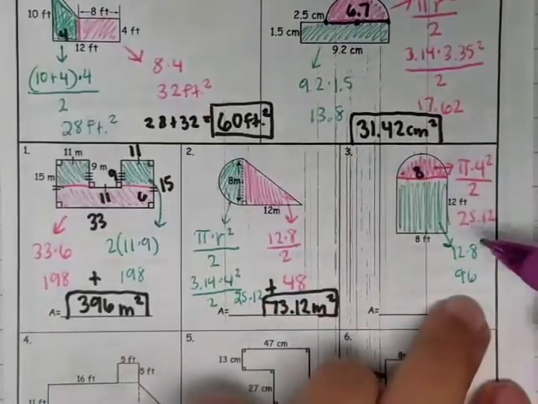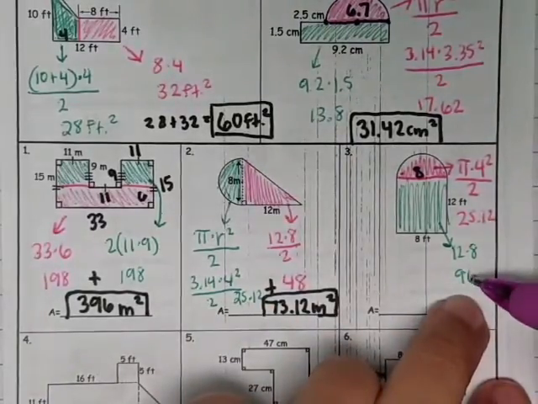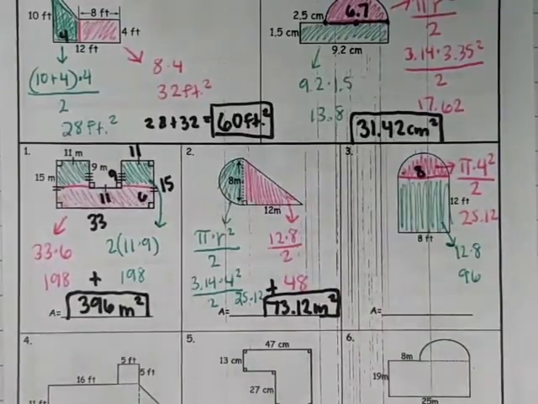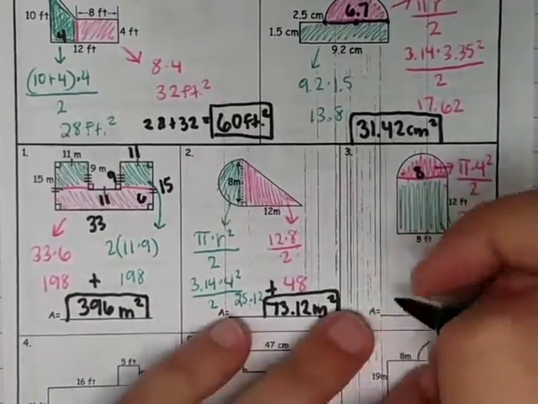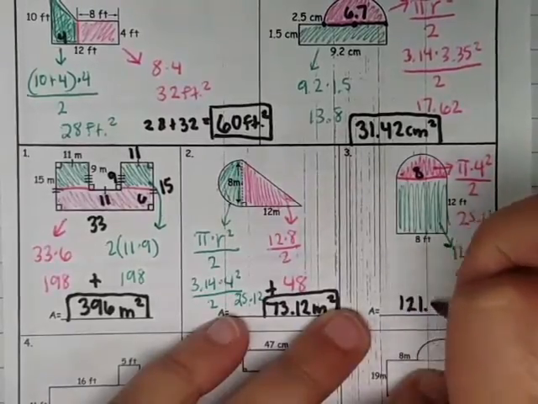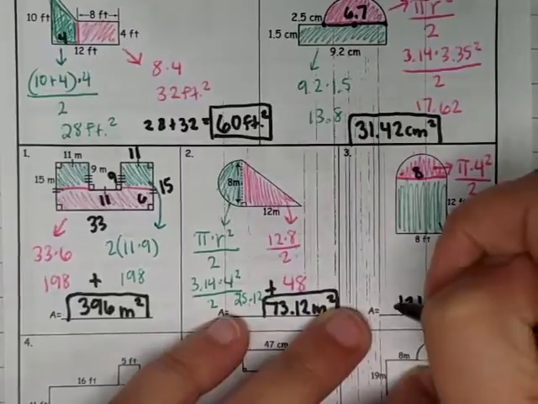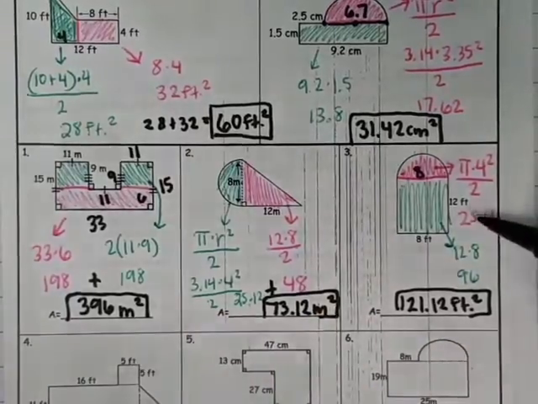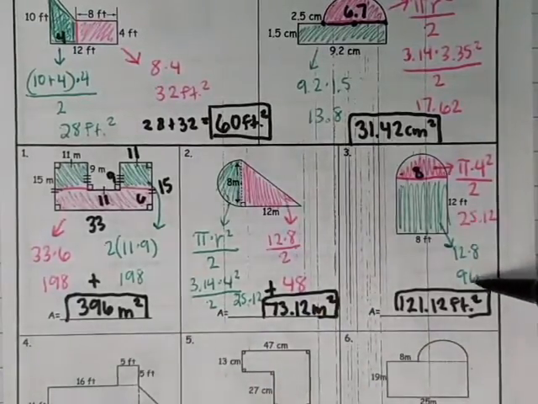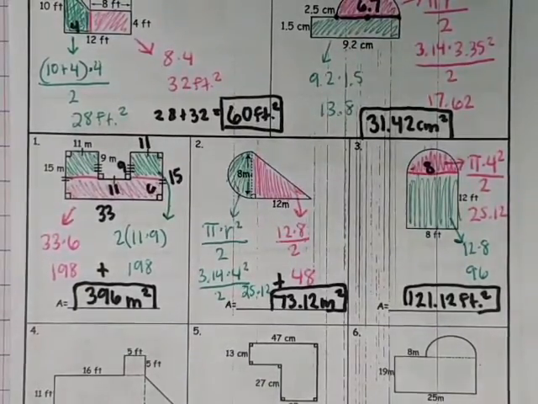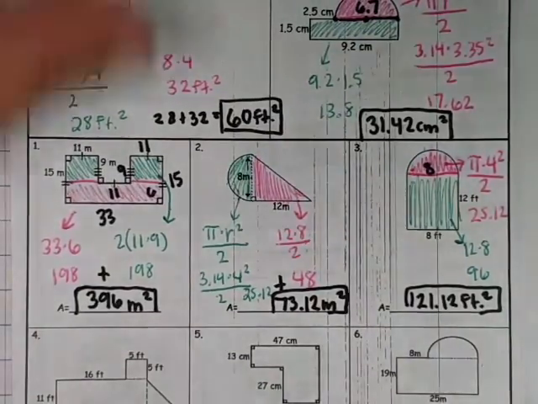25.12. And then you're just going to add the 25.12 plus the 96 for a total of 121.12 feet squared. Again, you took the area here and you added the area here, and that's how I got the total of 121.12 feet squared.